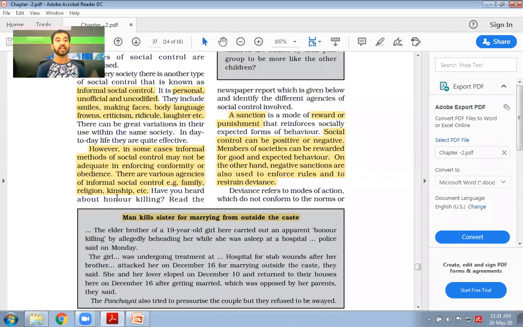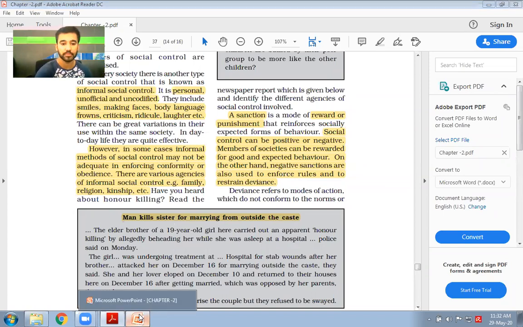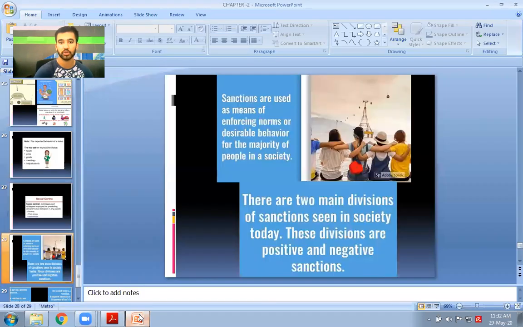Now, just like informal social control and formal social control are there to practice social control, in a similar way, sanction is also there to have social control, right? And we'll understand this through this PowerPoint presentation. So here is your sanction. Now look at that. It is right on your screen.